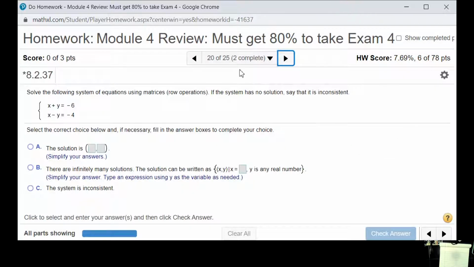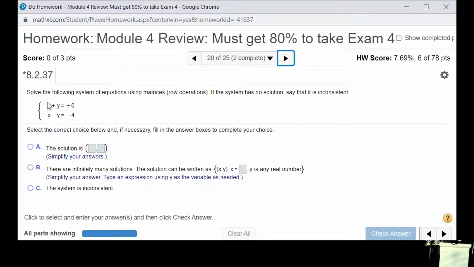Okay, this one, solve it. You can use it any way you want. You don't have to solve it using the matrices, but you can if you want to. You can put this in as 1, 1, -6 and 1, -1, -4 into a calculator. That would be a 2 by 3 element or dimension matrix.